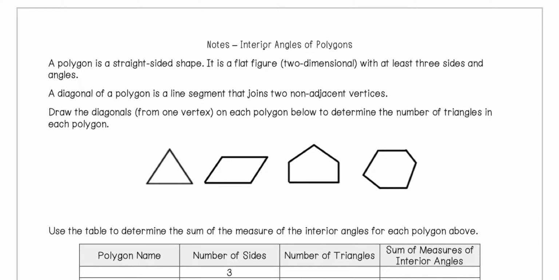In this video, we'll be looking at interior angles of polygons. So remember that a polygon is a straight-sided shape, and we talked about how it is a flat, two-dimensional figure with at least three sides and angles. So starting with triangles, if you add in another side, it just becomes a new type of polygon, but it is still a flat 2D shape that you could draw on a piece of paper.